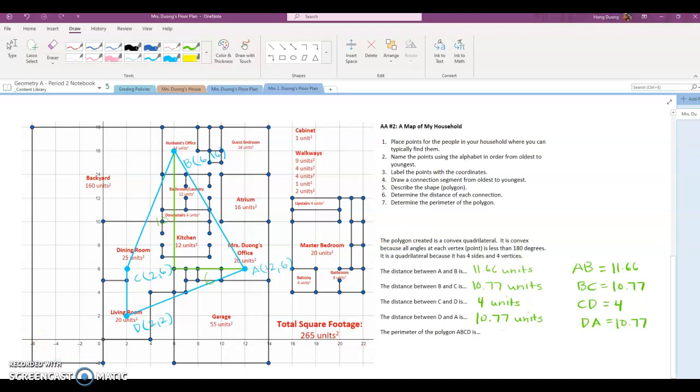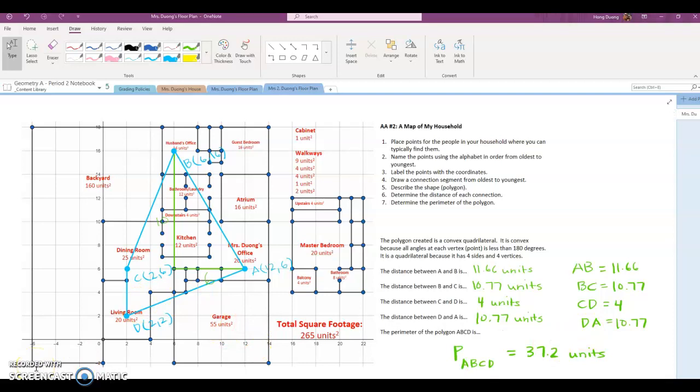So the perimeter of the polygon, quadrilateral ABCD, is equal to 37.2 units. If I add up all the sides of the quadrilateral.